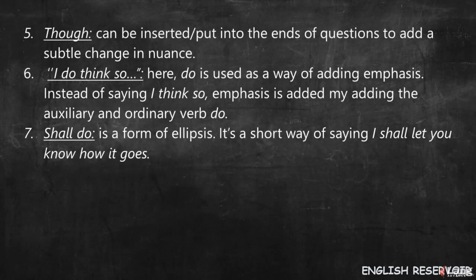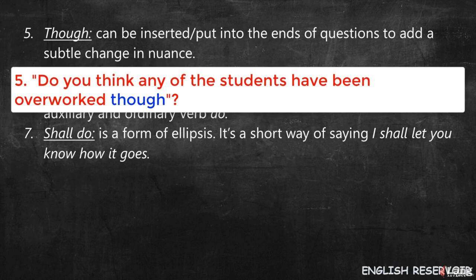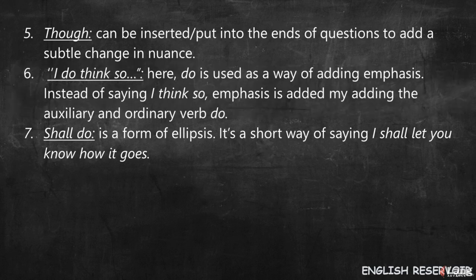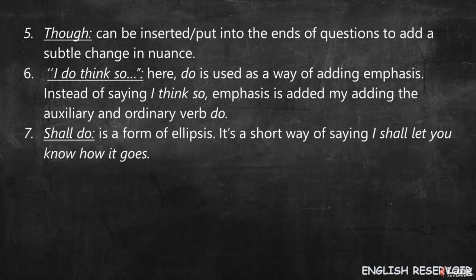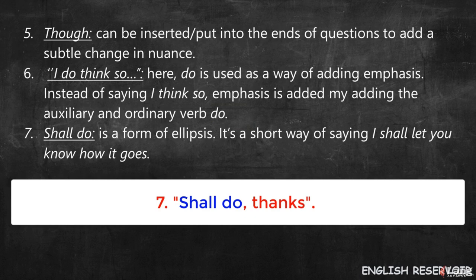5. Though can be inserted or put into the ends of questions to add a subtle change in nuance. 6. I do think so. Here, do is used as a way of adding emphasis. Instead of saying, I think so, emphasis is added by adding the auxiliary and ordinary verb do. 7. Shall do is a form of ellipsis. It's a short way of saying, I shall let you know how it goes.